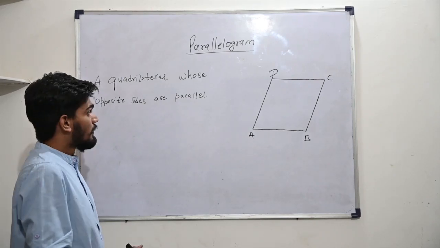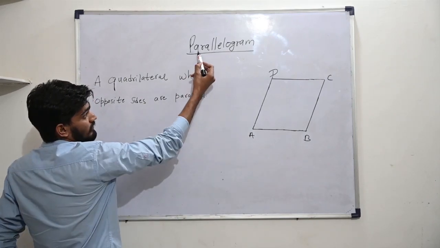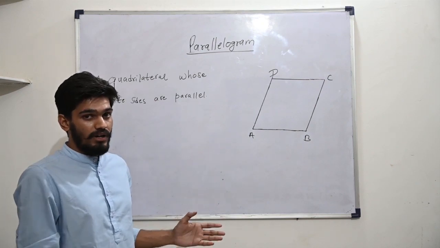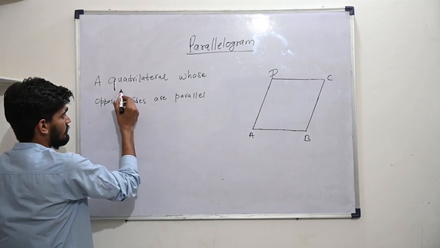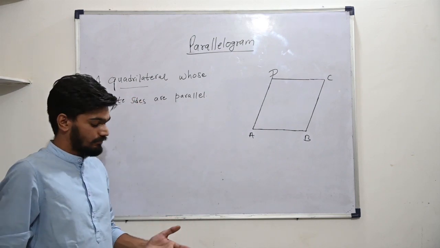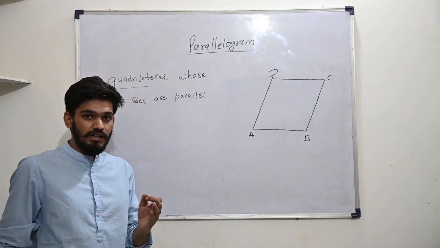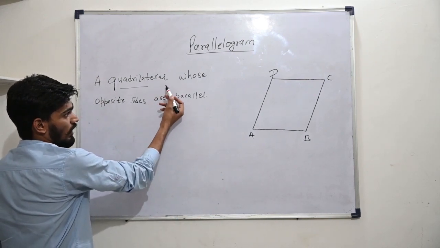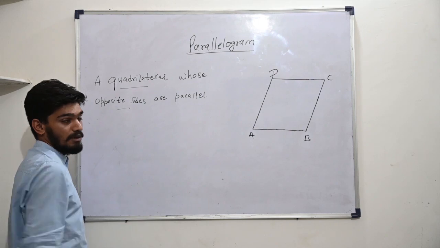Hi everyone. Today we are going to talk about parallelogram and basic properties of parallelogram. What exactly is a parallelogram? A quadrilateral. What is a quadrilateral? Quadrilateral means a polygon which has four sides. A quadrilateral whose opposite sides are parallel.